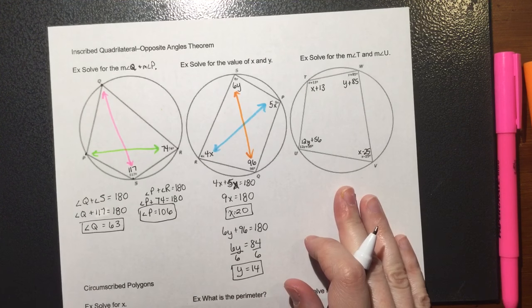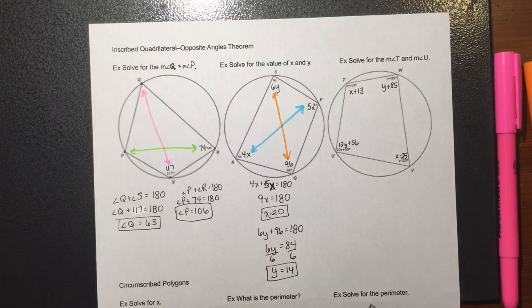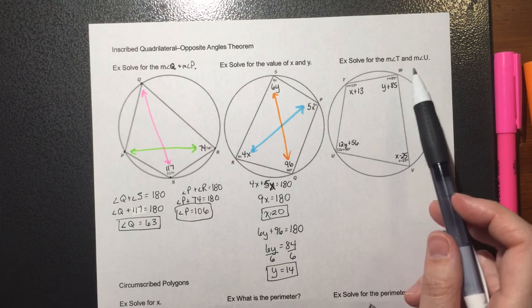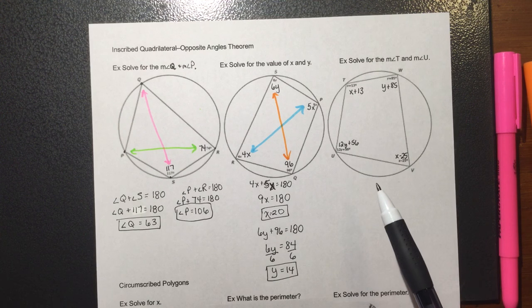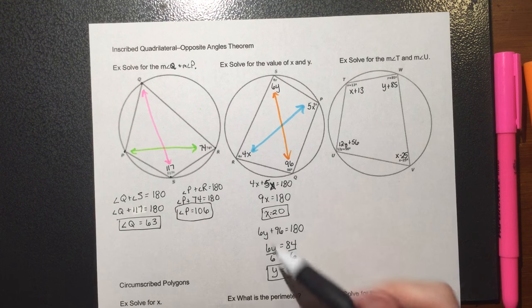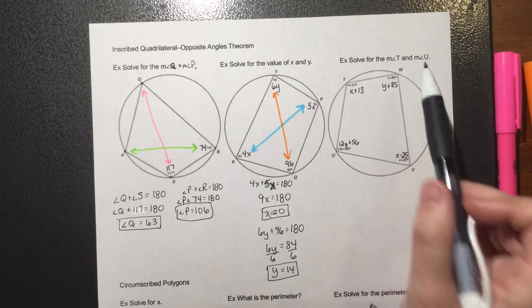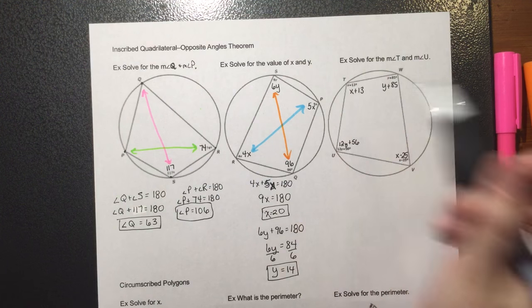And then looking at the last one, it's just another quadrilateral inscribed inside a circle. They just give you a little more to work with. With these, they want us to solve for the measure of angle T and the measure of angle U. So not only do they want us solving for x like they did here, but you've got to be very careful and watch for them to ask for angles instead of just those variables. If you put in the x and the y, you're going to get it wrong. So be very careful with those.